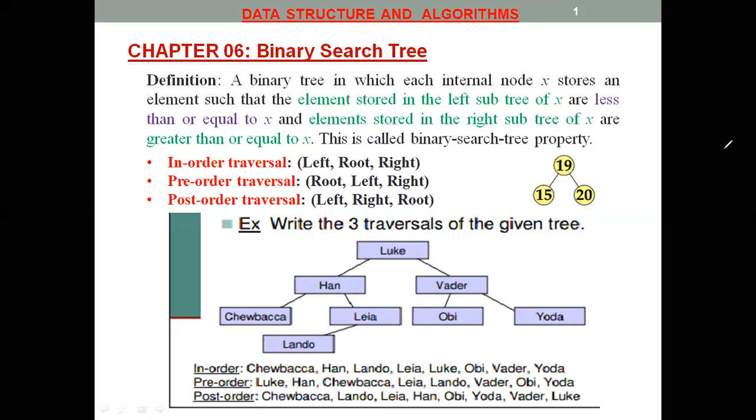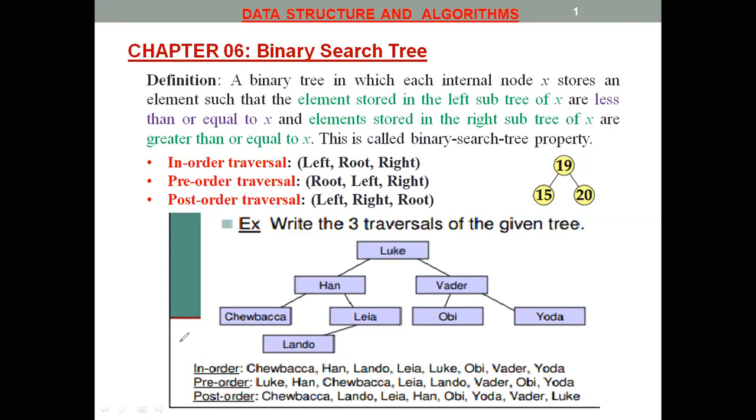Binary search tree. Okay, so look at this example. It is written there, you have to write the three traversals of the given tree. The given tree is this tree here. So you have to write three traversals. It means in-order, pre-order, and post-order. These are the three traversals.